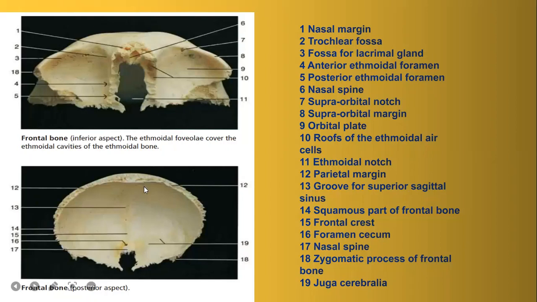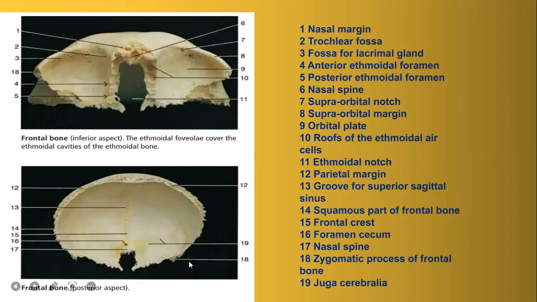As we move to this other image, which is illustrated for the endocranium, 12 is the parietal margin. 13 is the groove for the superior sagittal sinus. 14 is the squamosal part of the frontal bone. 15 is the frontal crest, this part. Then 16 is the foramen caecum. Then 17 is the dorsal spine. Then 18 is the zygomatic process of the frontal bone. Finally, 19 is the juga cerebralia.